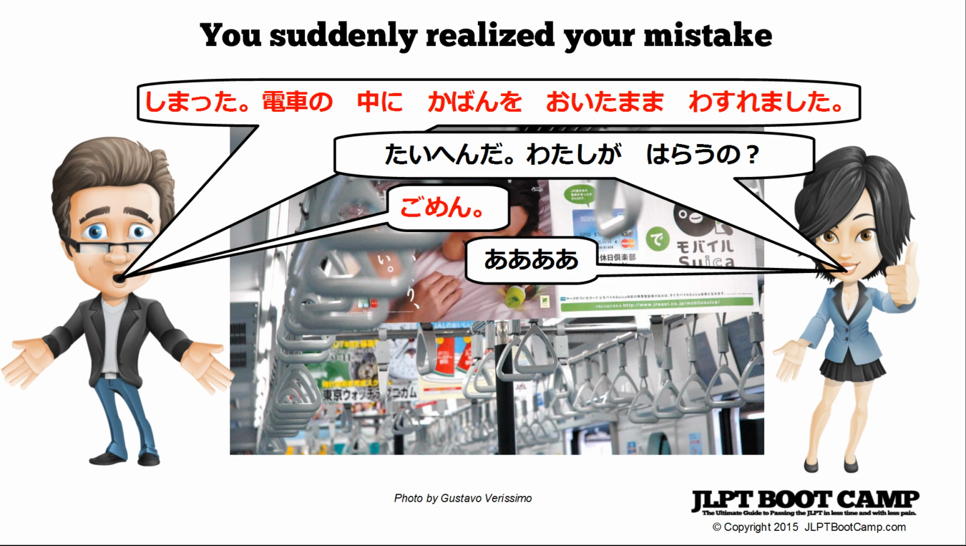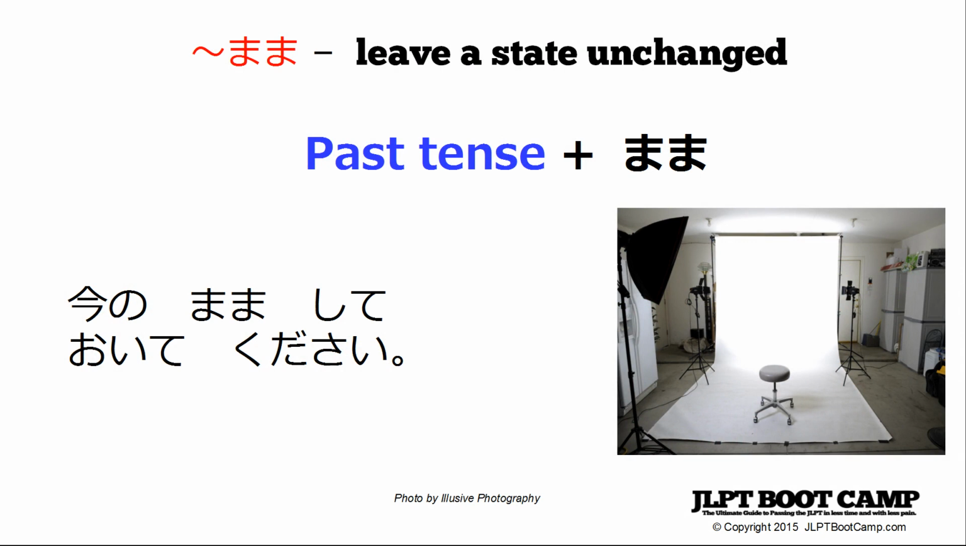And you were using the mama. So this is to talk about leaving a state unchanged. And at the N4 level, you'll probably only see this as past tense plus mama, and then the sentence continues with something else, like wasuremashita, or ie o demashita, I left the house with this state happening, or I fell asleep. Nemashita, I left my glasses on and I fell asleep. That's basically the structure that you'll see at the N4 level.